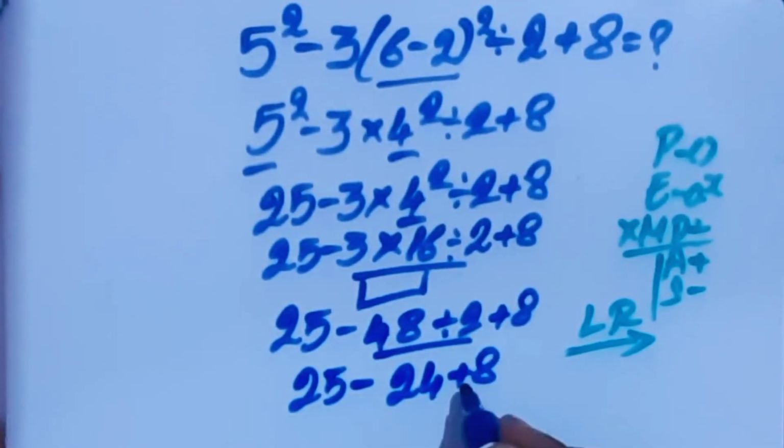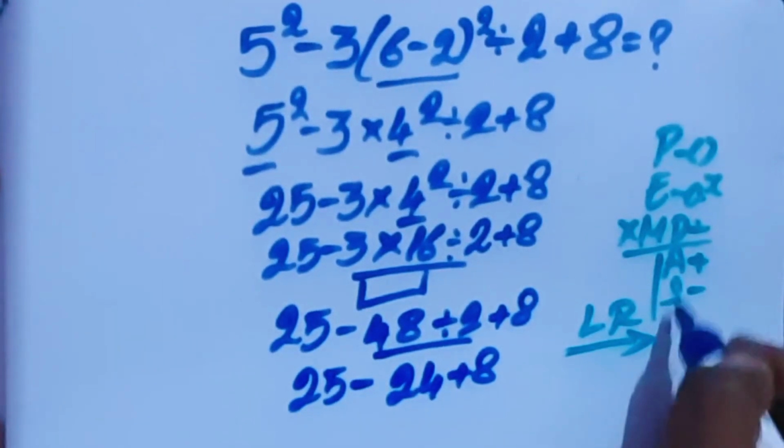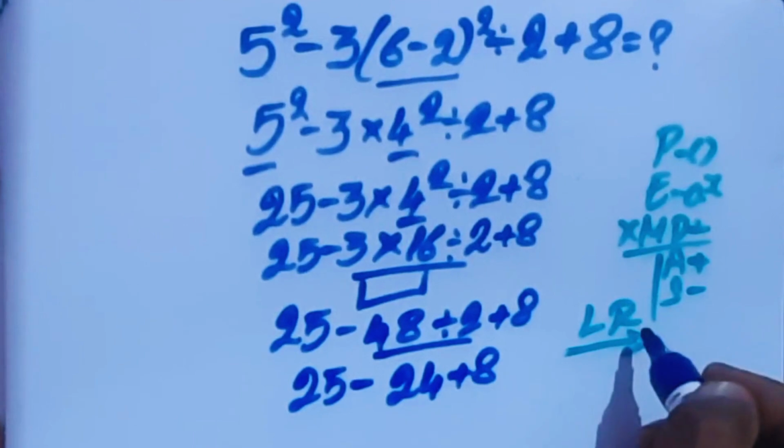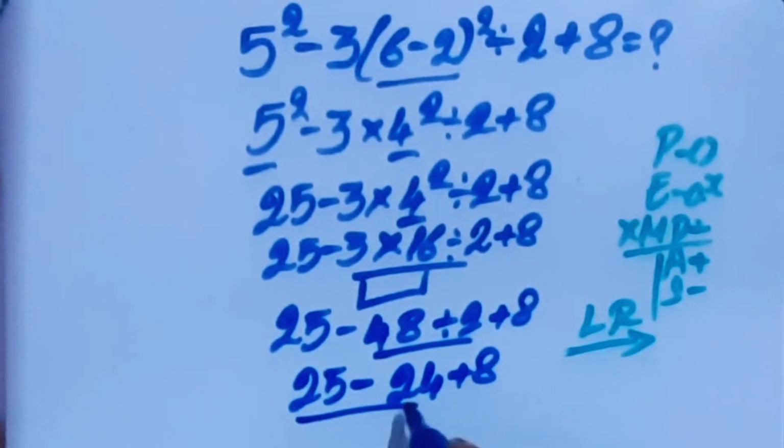Here we have subtraction and addition. Here subtraction and additions are equal priority. For this equal priority we have introduced this left to right. Here left to right is 25 minus 24 is 1 plus 8. 1 plus 8 is 9 is the correct answer.